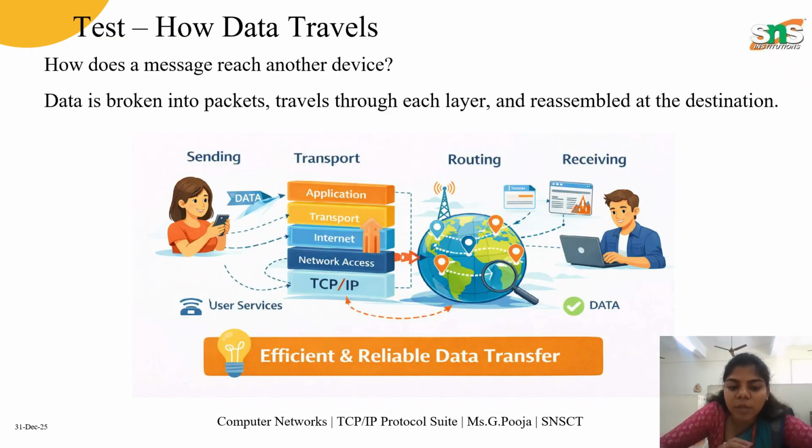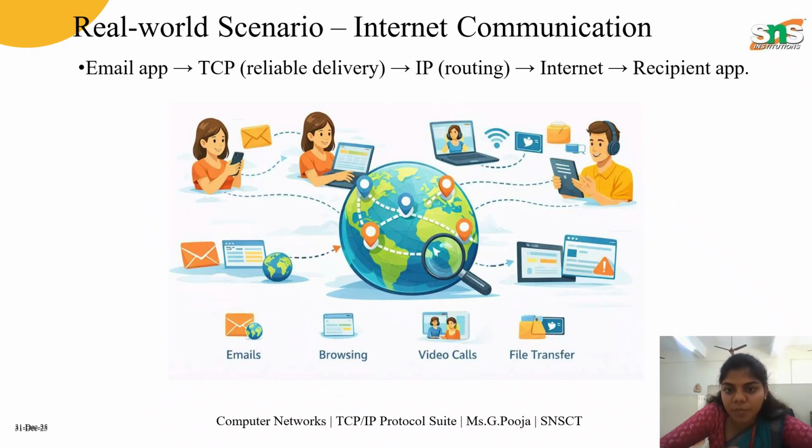Here I have given some examples for those layers. How does data travel? Data is broken into packets, and each packet carries a specific message, and then it is arranged when it reaches the destination. One example: we use an email app, then TCP is used to deliver, then IP does routing over the internet, and then it goes to the recipient's end.